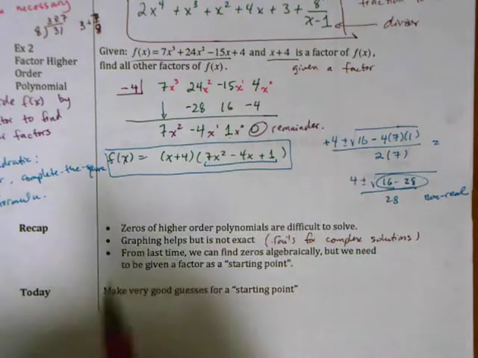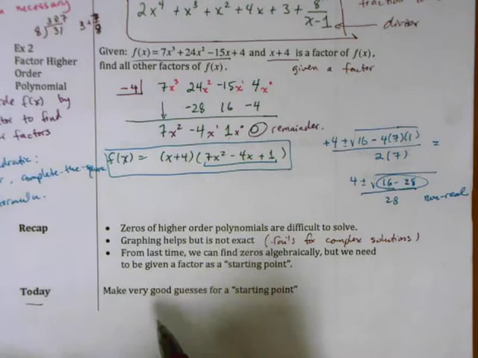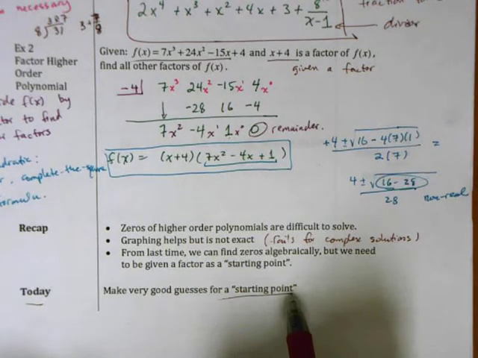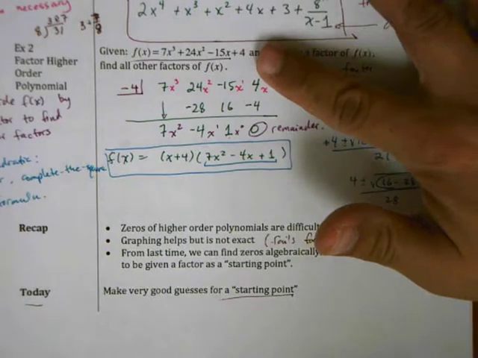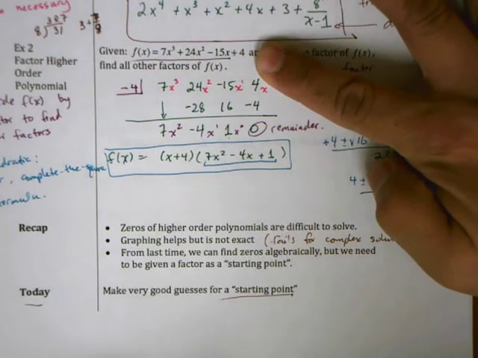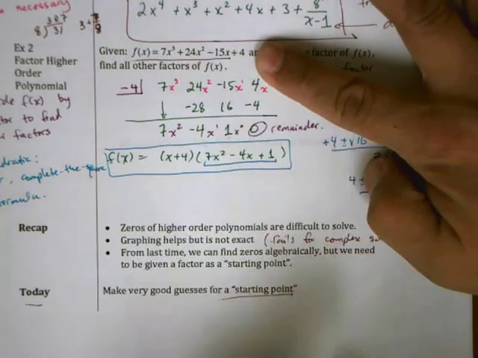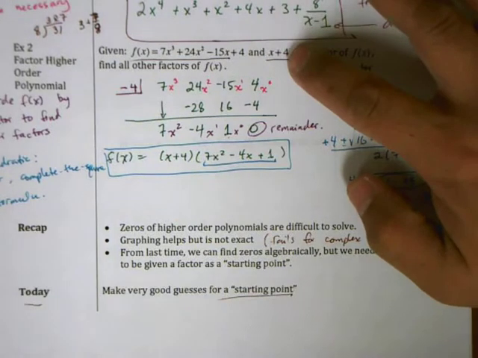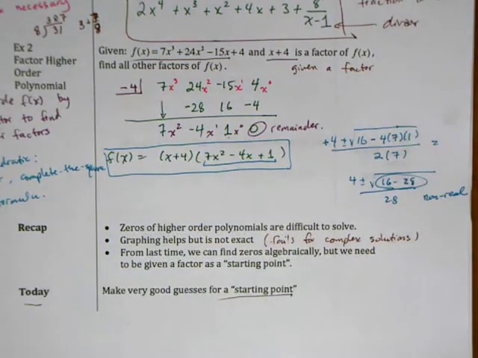Okay? So what we're going to focus on today is to find a way to make a good guess for a starting point. So imagine we had to do this problem up here, but we weren't given this extra bit of information. What we're going to learn about today is how we figure out where this term here comes from, to even have it as a starting point.